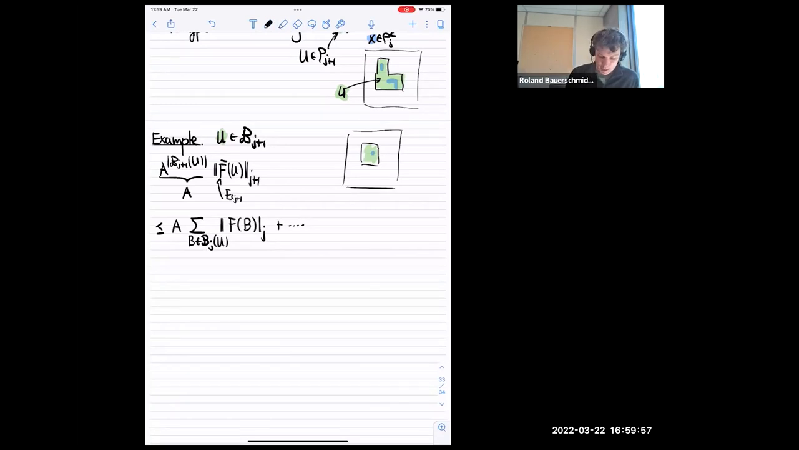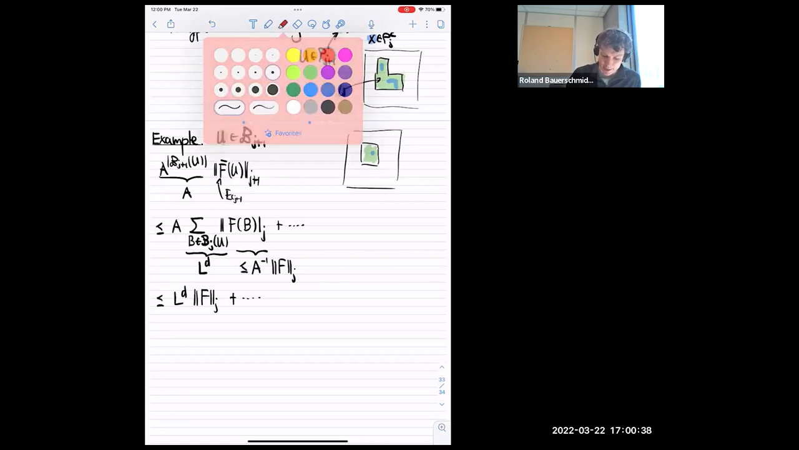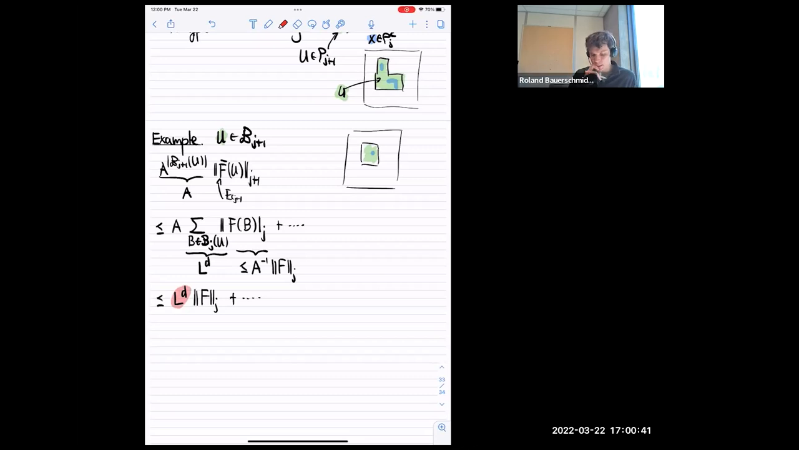Now, how many blocks are there? So U is a block at scale J plus one. These B_J are blocks at scale J. How many are there? Well, it's exactly L to the D. So this term contains L to the D terms. This one would be bounded by A inverse times the norm of F at scale J. So the bound we get this way is L to the D times the norm at scale J plus lots of other terms. And what you see from this instructive example is that this map and these norms I presented expand by a factor L to the D.